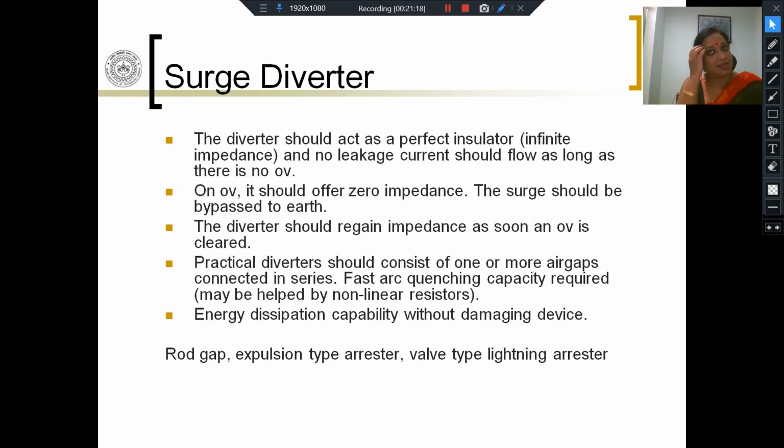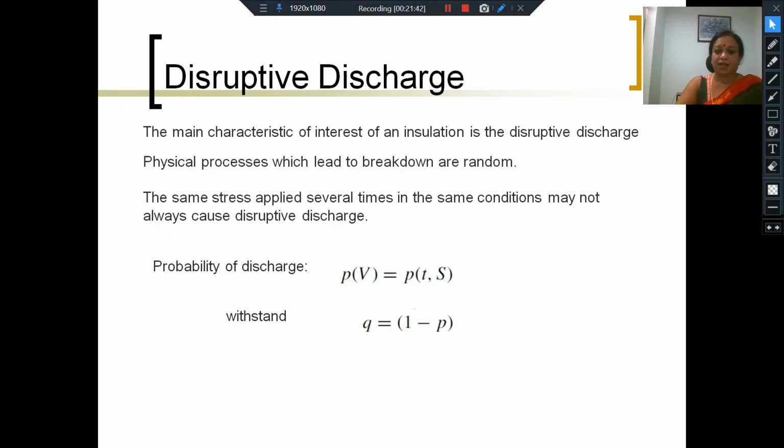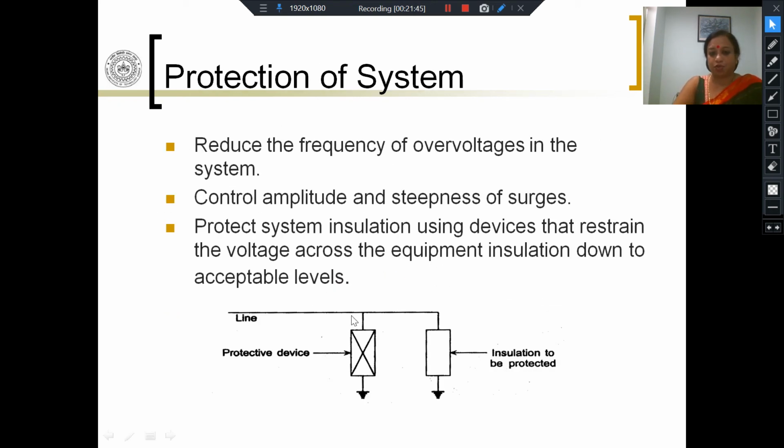But as soon as there is an overvoltage, I want this surge diverter to swing into action. And not only that, I want it to have zero impedance. So I want it to go from infinite impedance instantaneously to zero impedance. What happens when this has zero impedance? It provides a perfect short circuit to earth, and the surge is therefore bypassed to earth. So as soon as overvoltage occurs, the surge finds a path through the surge diverter to the ground and no part of the overvoltage appears across the insulation system.